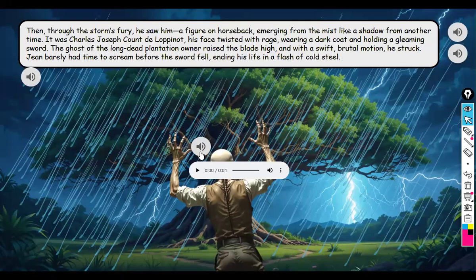Then, through the storm's fury, he saw him, a figure on horseback, emerging from the mist like a shadow from another time. It was Charles Joseph Count de Lopinot, his face twisted with rage, wearing a dark coat and holding a gleaming sword. The ghost of the long-dead plantation owner raised the blade high, and with a swift, brutal motion, he struck. Jean barely had time to scream before the sword fell, ending his life in a flash of cold steel.